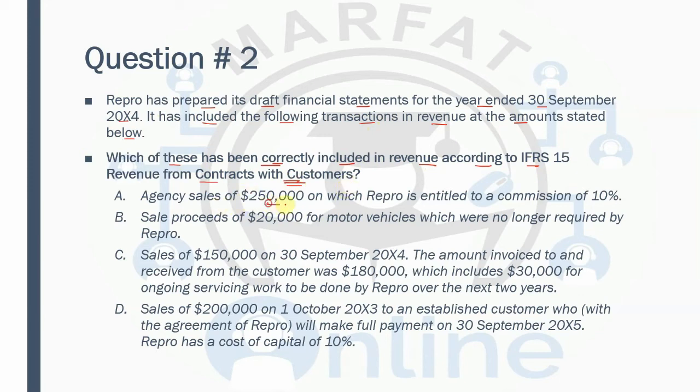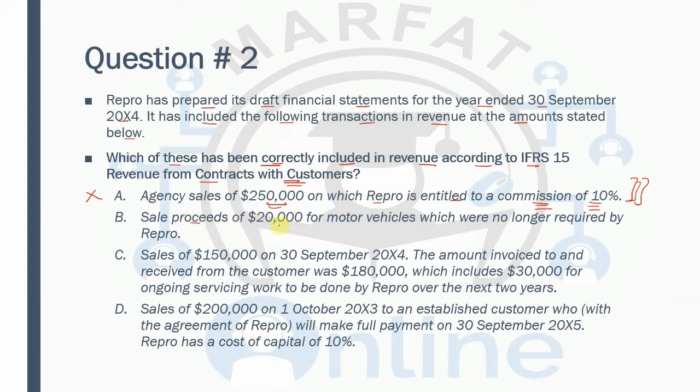Agency sales of 2,50,000, on which Repro is entitled to a commission of 10%. So if they are only entitled to a commission of 10%, they can only record 10% as an agent. The principal will be recording the full 2,50,000. So this is the incorrect recognition of the revenue. As an agent, you can only record the commission and not the full amount. It should be recorded by the principal.